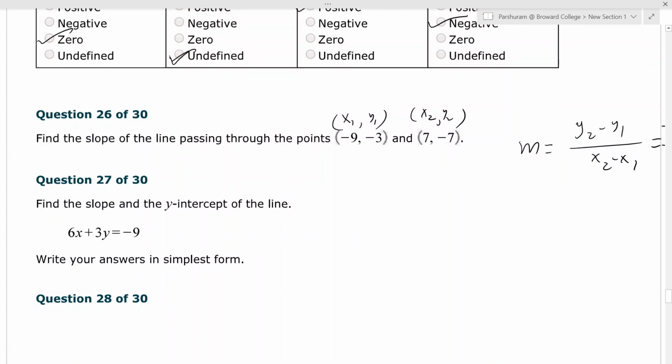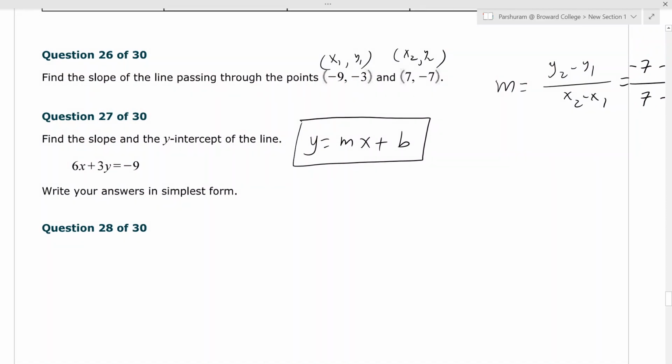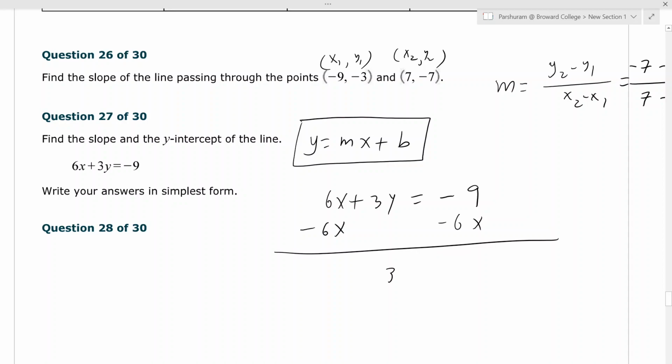For problem 27, find the slope and the y-intercept of the line. First of all, if you want to find the slope and y-intercept, you always have to write down the line in terms of y equal mx plus b, where m gives you the slope and b gives you the y-intercept. So to write this in this form, let me write down the equation here. 6x plus 3y equal -9. First of all, I just have to subtract 6x. This gives me 3y equal -6x -9.